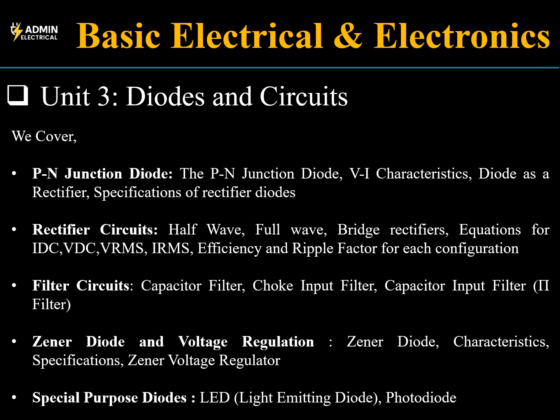Now, we enter the world of electronics, starting with Unit 3. First, you'll learn about the PN junction diode, its VI characteristics, how it works as a rectifier, and its specifications. Then, we study different rectifier circuits, half-wave, full-wave, and bridge rectifiers. You'll also learn to calculate values like IDC, VDC, VRMS, IRMS, and even efficiency and ripple factor.